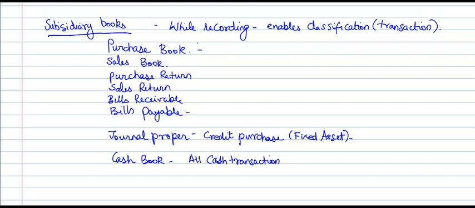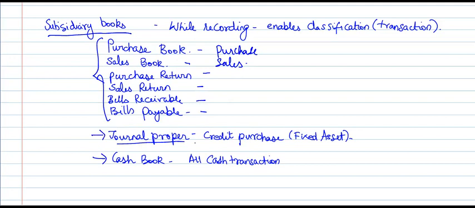Subsidiary books, for example, are purchase books, sales books, purchase return, sales return, bills receivable, bills payable. A purchase book would include all transactions which are in the nature of purchase. Sales would include all journals of sales transactions, and so on and so forth. All those transactions which are not covered in any of these subsidiary books would be covered in the journal proper. For example, credit purchase of a fixed asset neither gets covered in any of these books, nor in the cash book, because all cash transactions are covered in the cash book. So any miscellaneous transactions would get journalized in the journal proper.